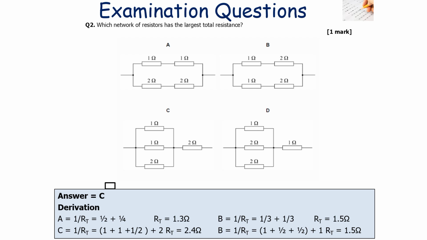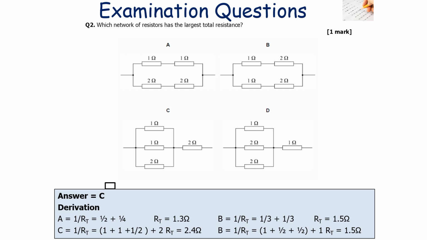Right, the answer for this one is C. Now why is the answer C? Well, you can work out each one individually, but remember when things are in parallel, the total resistance is 1 over R total is equal to 1 over R1 plus 1 over R2. So if you look at A, you can work out that our total resistance is going to be 1.3 ohms, because you can work out what it's going to be in parallel, which is going to be 2 on the top and 4 on the bottom. So it's 1 over 2 plus 1 over 4, because then we flip it over to get 1.3 ohms.